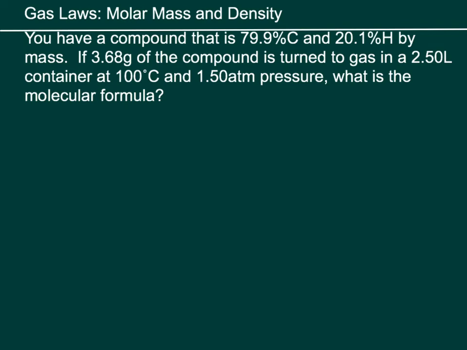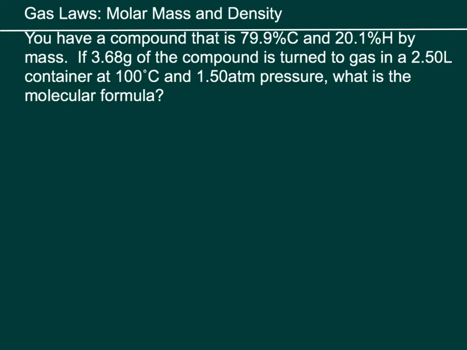Okay, in this problem we're going to extend what we've done with empirical formula and then use the gas laws to also find a molar mass and figure out the molecular formula of a compound. So the first thing we have is we're given a compound that is 79.9% carbon, 20.1% hydrogen by mass.